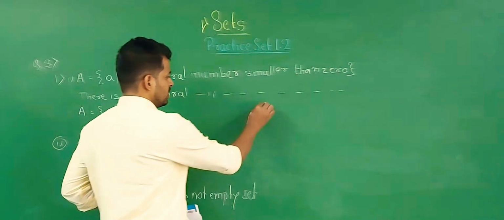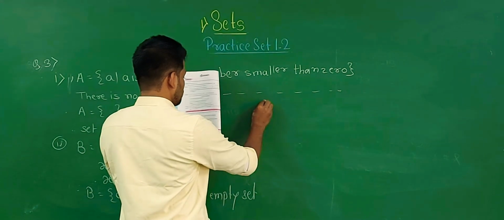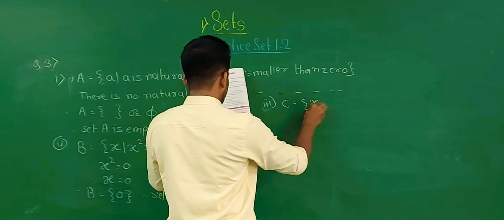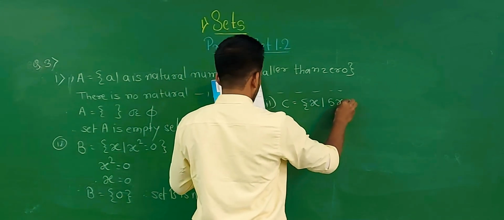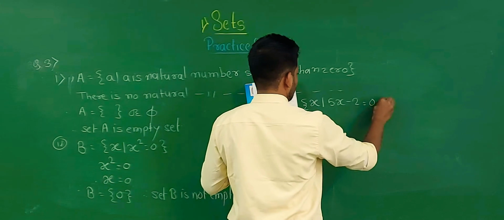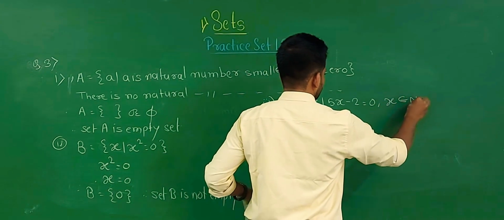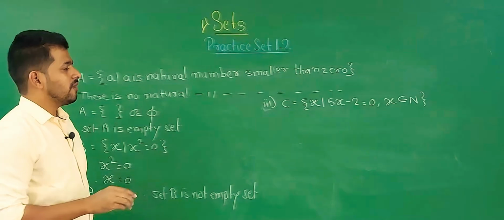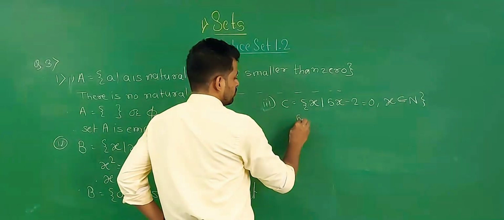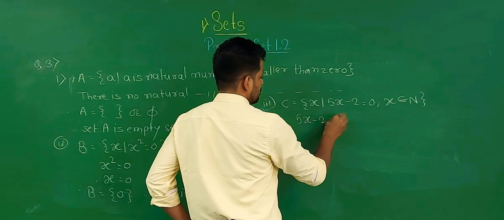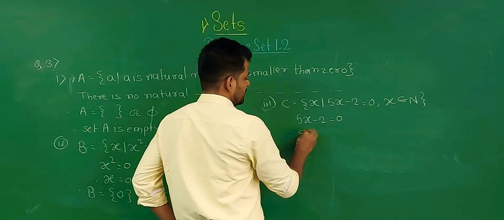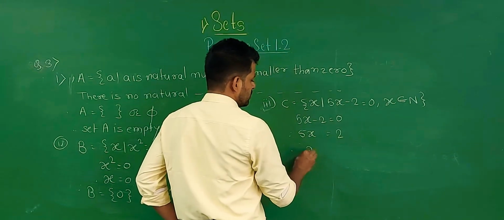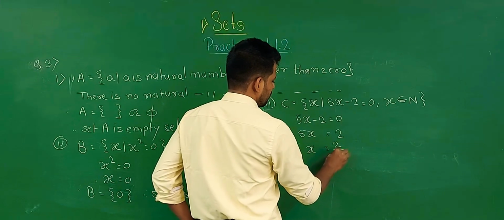Let's see the third question. C is equal to the set of x such that 5x minus 2 is equal to 0, but the value of x is a natural number. Okay, the value of x is a natural number. There is one equation, 5x minus 2 is equal to 0. So 5x as it is, minus 2 goes to the other side, it becomes plus 2. Okay, therefore x is equal to 2 upon 5.